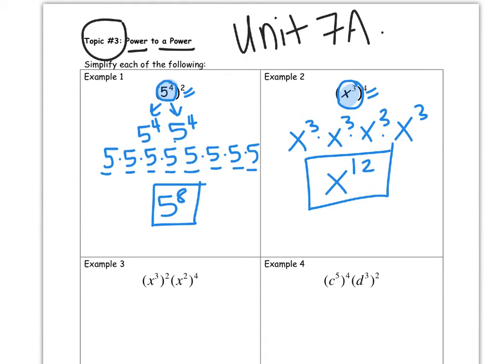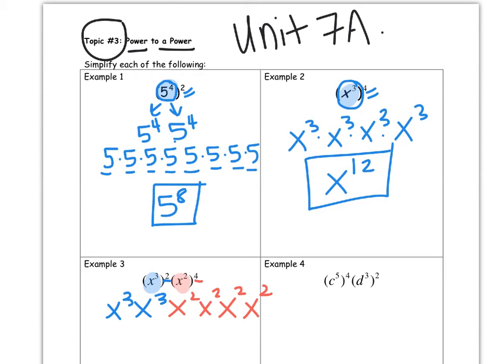Alright. Next one, now I have 2 sets of parentheses. First set I have x cubed, and that is written 2 times. So I'm going to write x cubed and another x cubed. Second set of parentheses I have x squared, and that's written 4 times. So I'm going to write x squared, x squared, x squared, x squared.